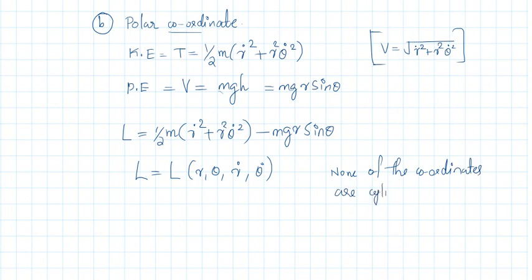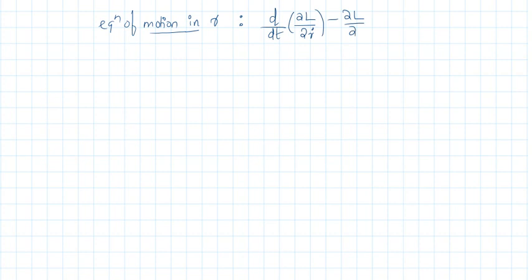But if you choose Cartesian coordinates, the x coordinate was cyclic. Here both r and theta are there in the Lagrangian, so there is no cyclic coordinate. What is the equation of motion? Equation of motion in r: d by dt of dou L by dou r dot minus dou L by dou r equals 0.